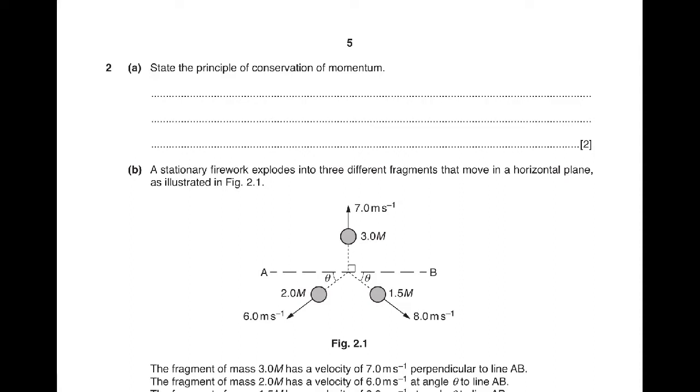The first one is that we're talking about the total momentum. So you can say total momentum before a collision is equal to total momentum after a collision. Or you can say total momentum is conserved, which is quicker. And the other key point that you must mention is if no external force acts. And the other way to say that is to say in an isolated system.